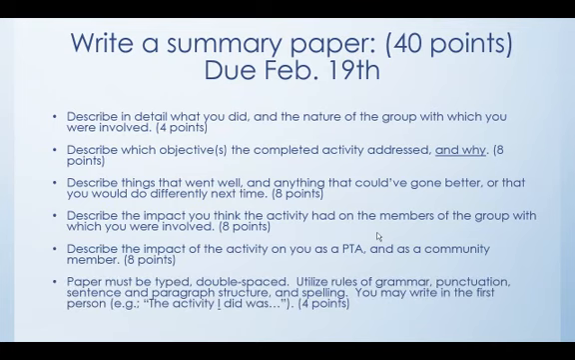And then, of course, I need you to type this, double space it, use good grammar, and all that kind of stuff. You're welcome to write in the first person because this is something you did, so you can say, I went here and I did this and we did that. That's perfectly fine.